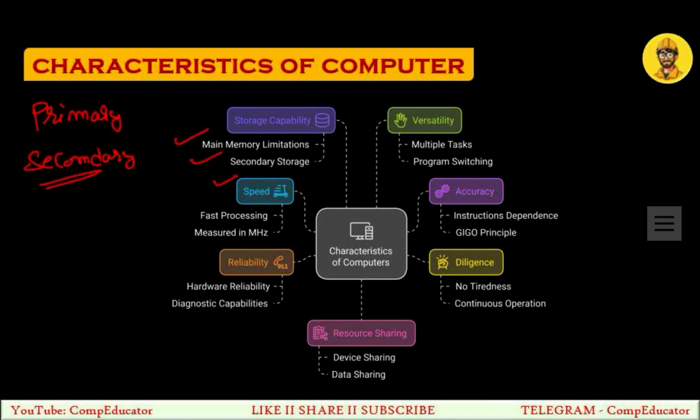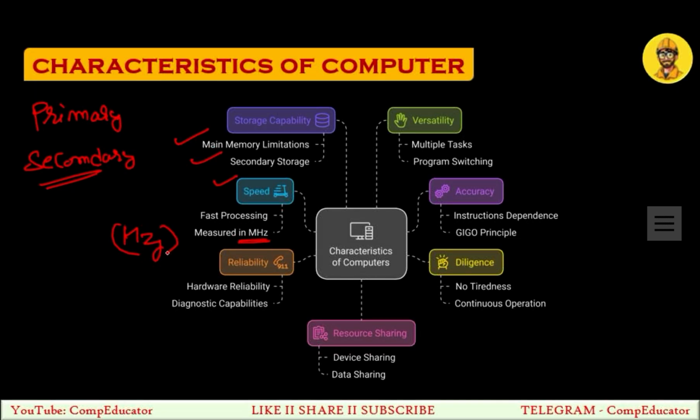The second one is the speed. Speed is fast processing. Basically, speed is how fast the system can process data, and that speed is measured in hertz, or in terms of megahertz.